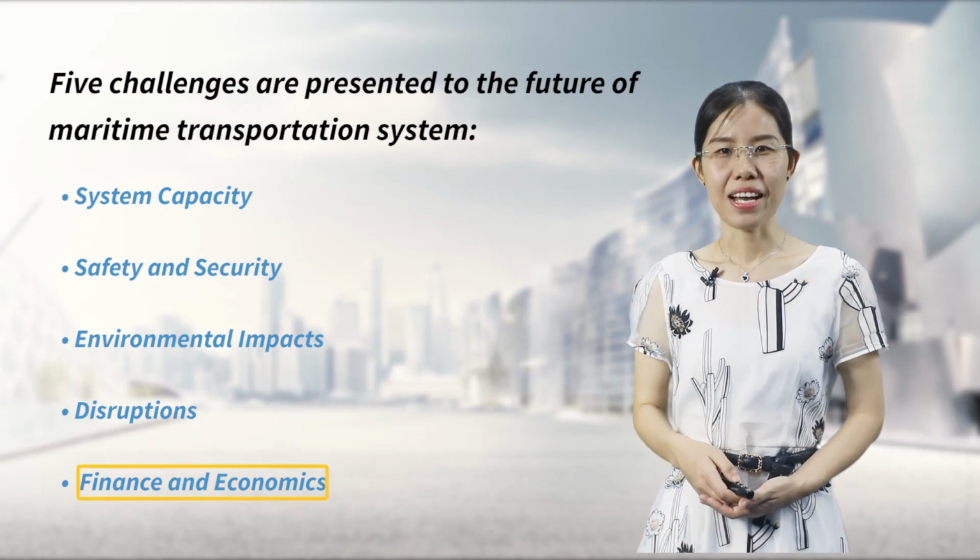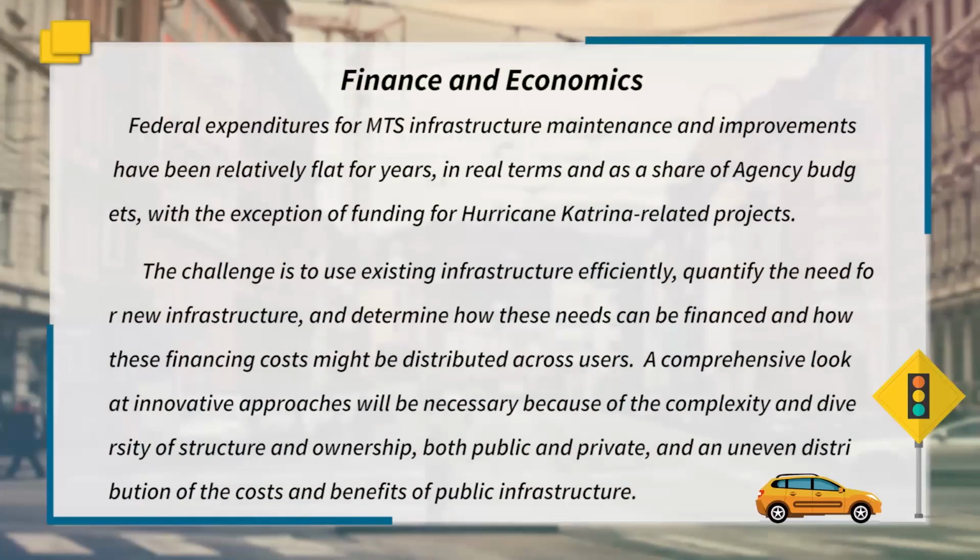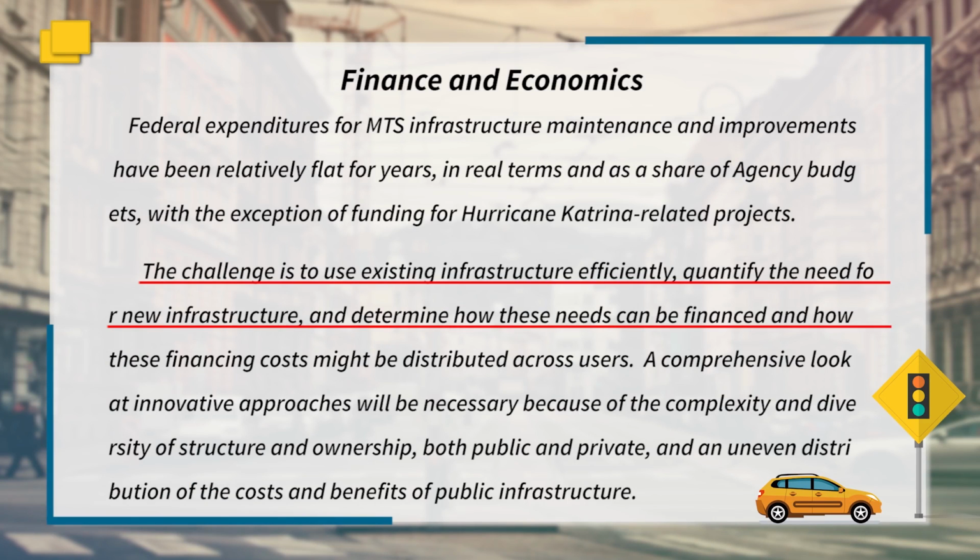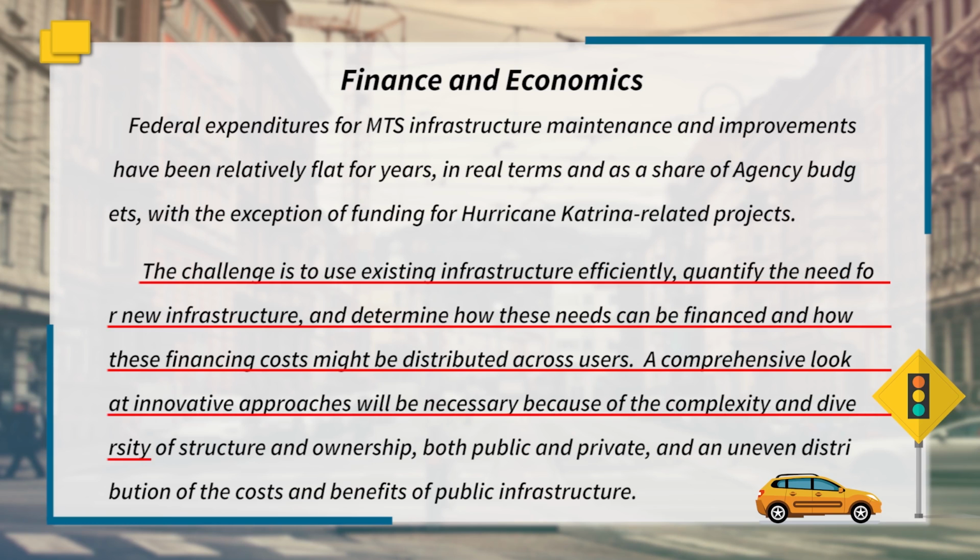Part 5. Finance and economics. The challenge is to use existing infrastructure efficiently, quantify the need for new infrastructure, and determine how these needs can be financed and how these financing costs might be distributed across users. A comprehensive look at innovative approaches will be necessary because of the complexity and diversity of structure and ownership, both public and private, and an uneven distribution of the costs and benefits of public infrastructure.